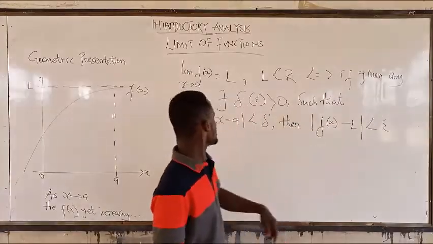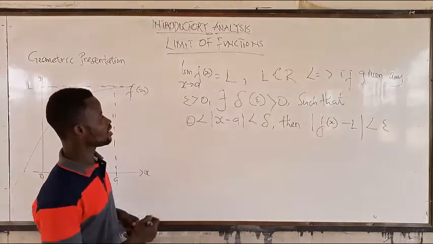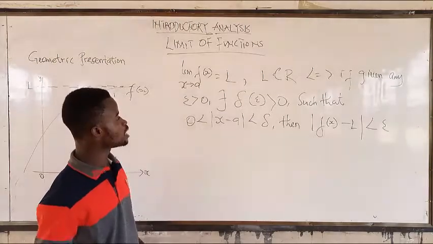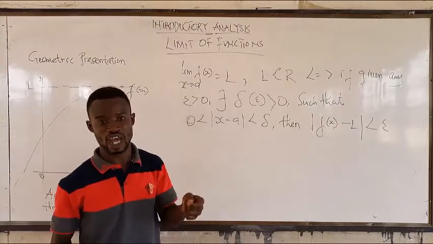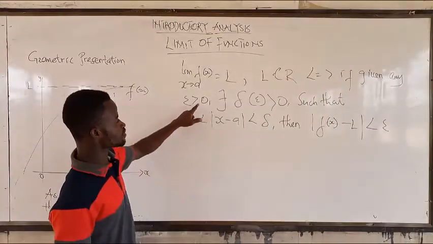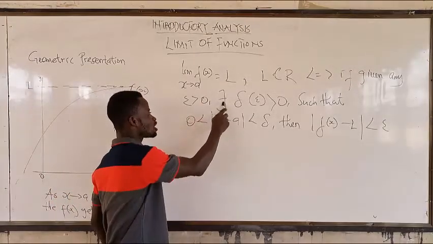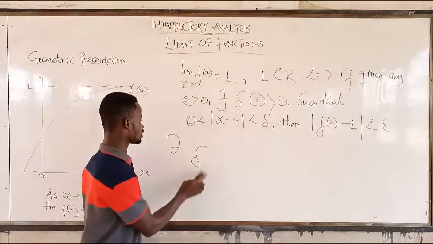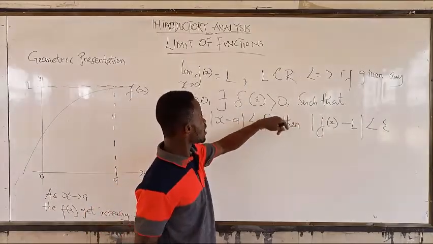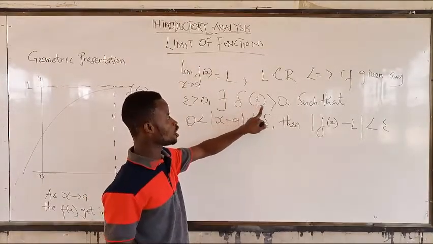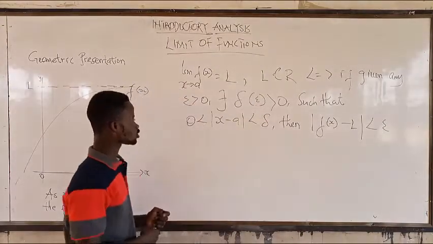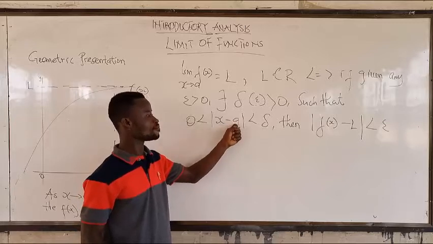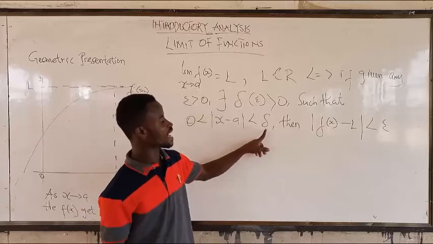Then we say that if given any positive epsilon, this symbol is called epsilon, that is epsilon being greater than 0, that means that epsilon is positive. So if given any positive epsilon, there exists a delta, this sign is called delta, there exists delta, which is in terms of epsilon, being greater than 0, such that the absolute value of x minus a should be greater than 0 and should be less than delta.